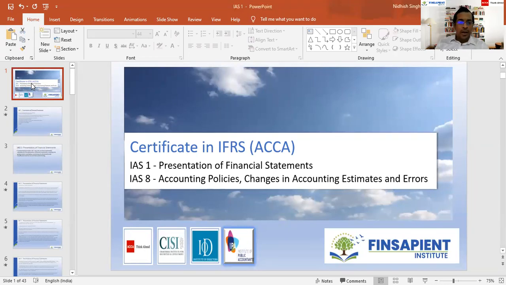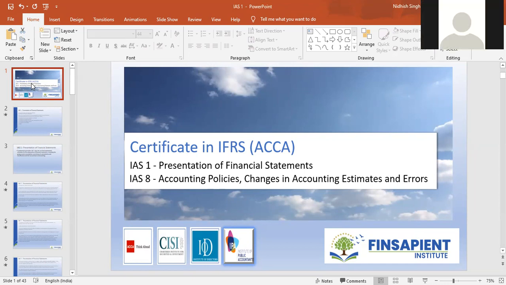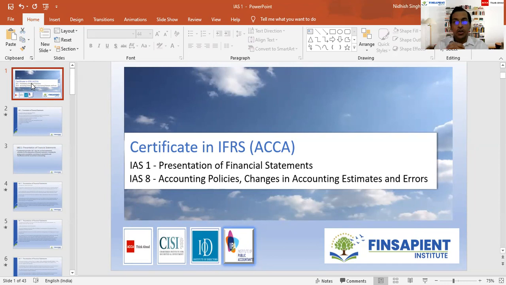So for IAS 1 and 8, both the questions will be covered at the end. We also have, as promised, the memory map for each of the standards. At the end of IAS 1 and 8, you will have a memory map, and the objective of that is to revise it as frequently as possible so that we remember the key points about each standard. It is colorful and very helpful to retain the key points and memorize the stuff.